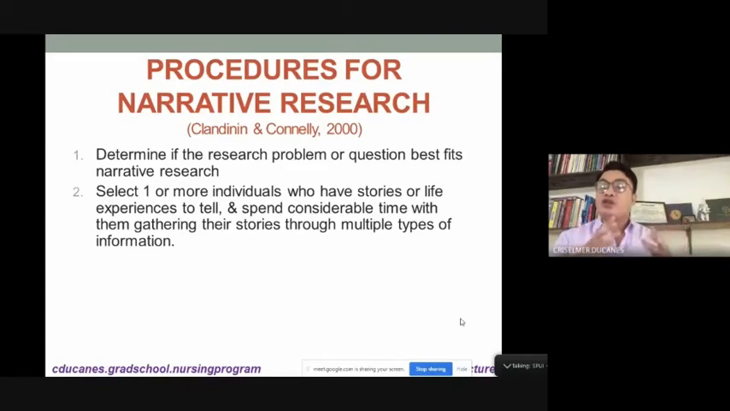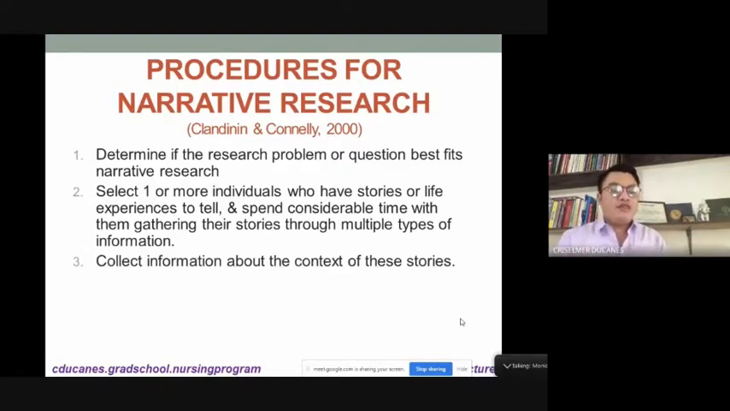You can also observe. Okay? Through observation, you can observe their facial features. Okay? During the interview, kung nagsubo sila, kung nahappy, ilang verbal and non-verbal gestures. Okay, you can use that one. That can be part of your stories. Okay, so there are a lot of ways on how to collect data from your participants. Collect information about the context of these stories, by way of using multiple types of data collection methodology.